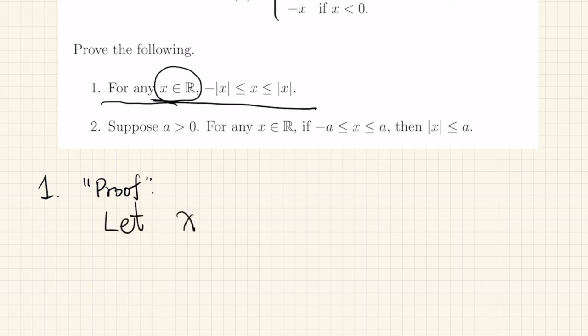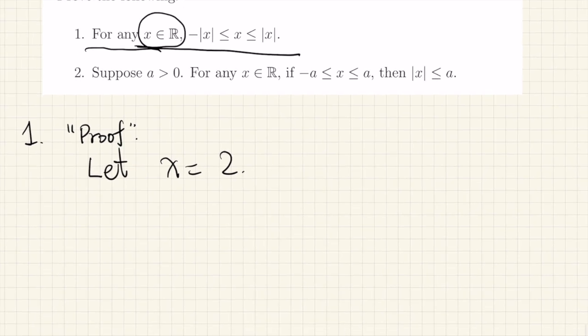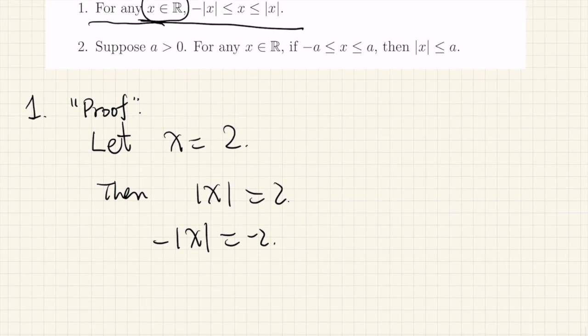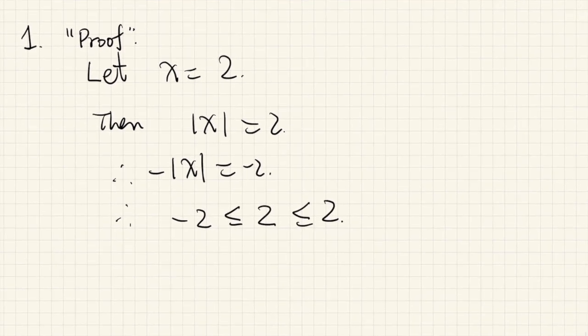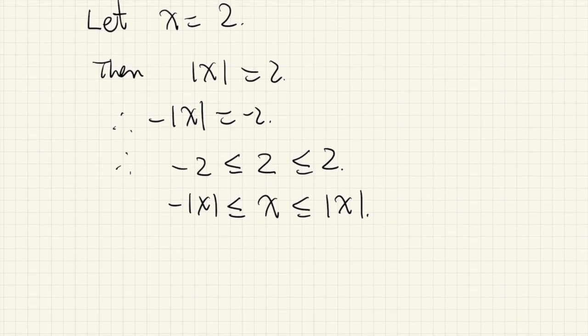Let x be equal to 2. Then the absolute value of x is 2. Therefore, negative absolute value of x is negative 2. Therefore, negative 2 is less than or equal to 2, which is less than or equal to 2, which is true. Therefore, we have this: negative absolute value of x is less than or equal to x, which is less than or equal to the absolute value of x. And therefore, we are done. This is wrong, of course.